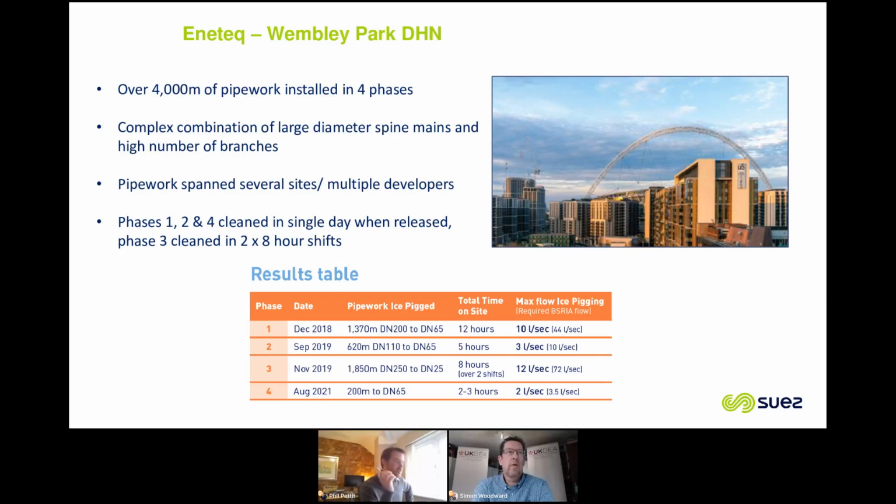Of the 4 phases, 3 were cleaned in a single day, and 1 phase, or phase 3 rather, was cleaned in 2 separate sittings. And so you can see there the maximum flow rate required, even on a DN250, was 12 litres a second. So, you know, that can make things much easier in that commissioning phase.